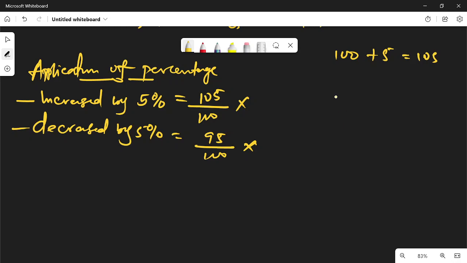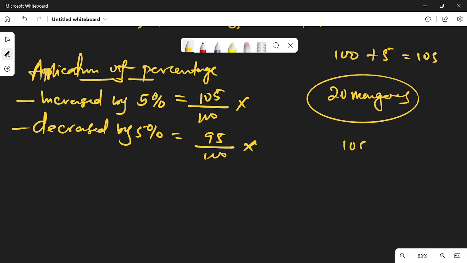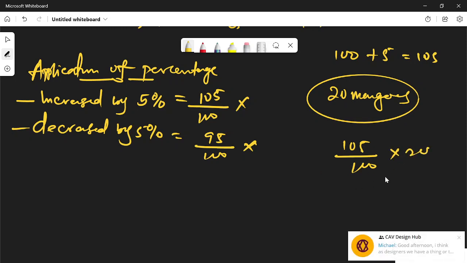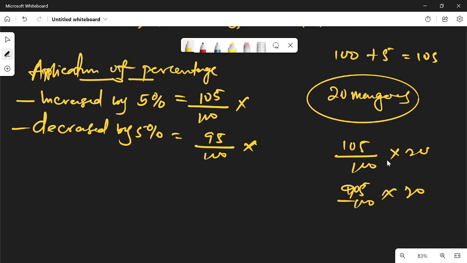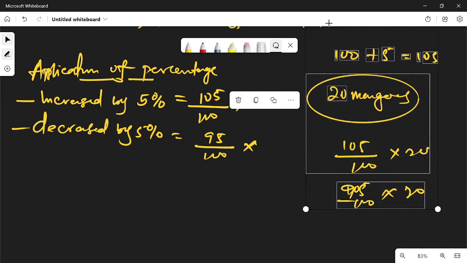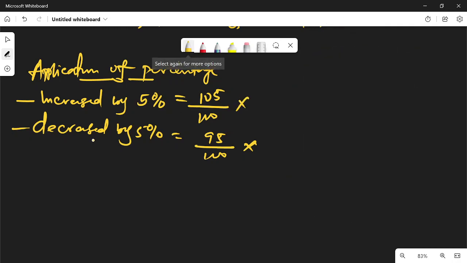So if I have, let's say, 20 mangoes, and I said it increased by 5%, that will be 105 over 100 multiplied by 20. If it decreased by 5%, that will be 95 over 100 multiplied by 20. So that's how to check for percentage increase and decrease. Is that taken now? Alright?